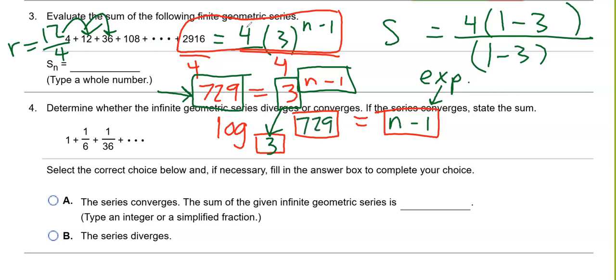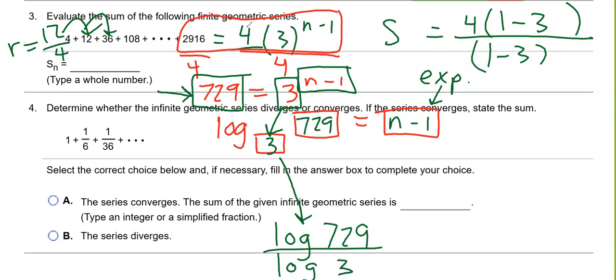Our calculators cannot handle the log base 3, so we use the change of base, where we do log of the argument over log of the old base. In other words, we change it to base 10, and then our calculator can handle it. And so we can do log 729 divided by log 3, and we end up with 6, which means that n has to be equal to 7 terms. If n minus 1 is 6, then n has to be 7.